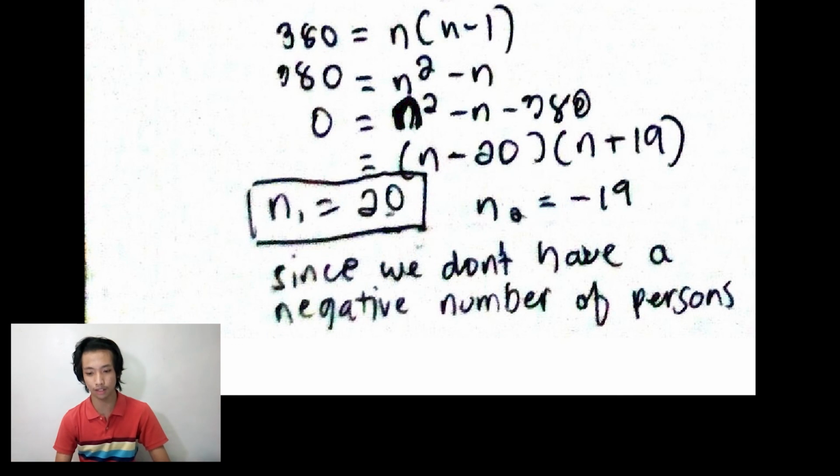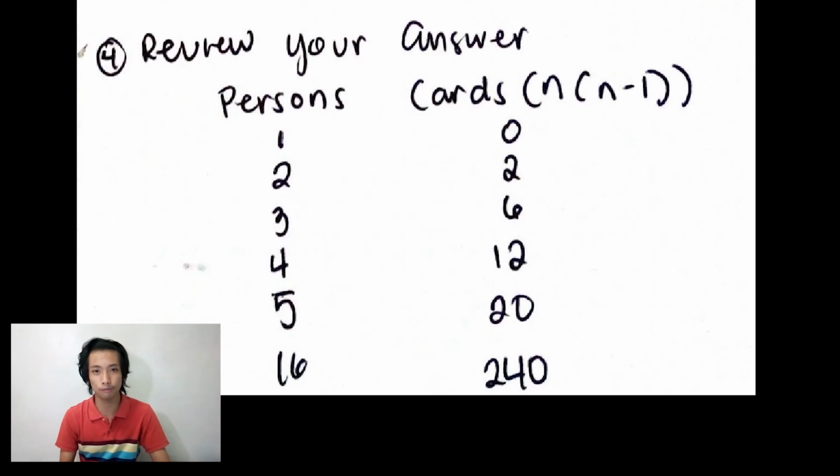So let us try to check. 20 times 19 is equal to 380. The fourth step of Polya's problem solving method is to review our answers. Let us use the formula that we have created to determine the number of cards exchanged in our previous example, 2 to 5 persons. Using our formula, 2 persons yields 2 cards exchanged, 3 persons yields 6 cards exchanged, 4 persons yields 12 cards exchanged, and 5 persons yields 20 cards exchanged. So based on that, I think our answer is correct.